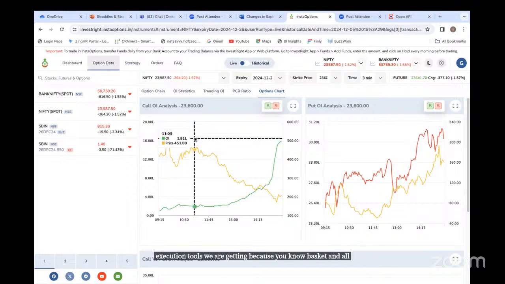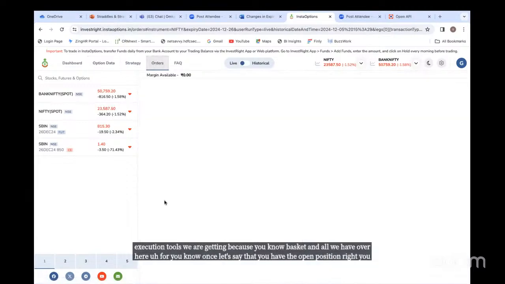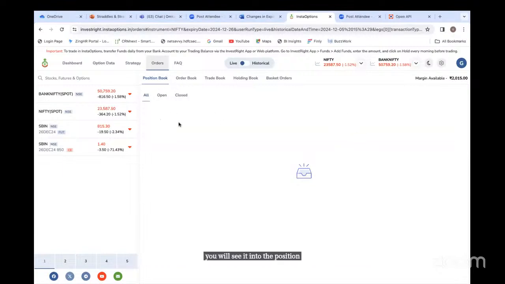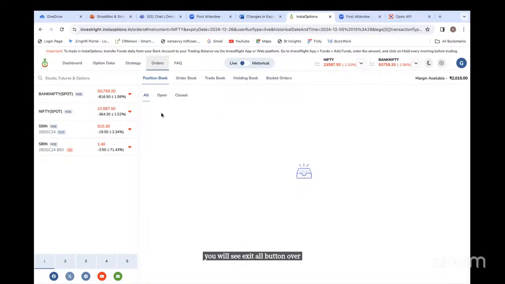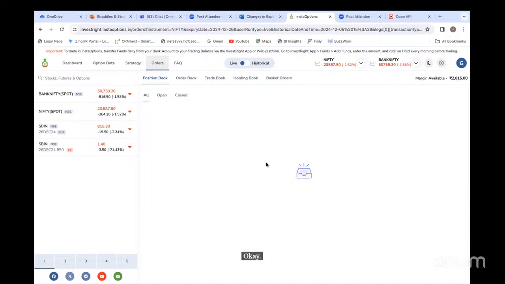For once, let's say that you have the open position, right? You executed the strategy, you entered into a strategy. Where will you see it? You will see it in the position book over here. Right now I do not have any positions, but if you have the open positions, you will see an exit all button over here. So once you click on exit all, just select all at once and you can exit with just one click. Okay, so exiting at once for the option strategy is also possible from here.